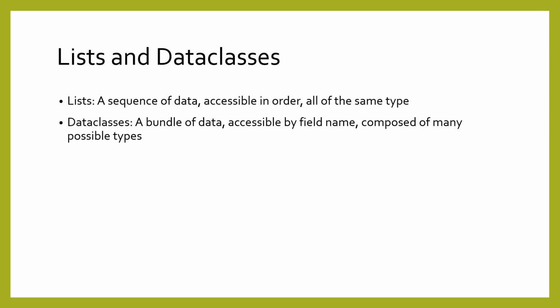Recall our two composite data types that we have learned so far, lists and data classes. Lists allow us to represent many of the same kind of thing. Data classes allow us to represent one thing that has many different parts. We can access elements of a list in order sequentially, or a specific one by position. We can access fields of a data class by the name of the field. They are both data structures that are composed of simpler primitive types, and as we will soon see, they are even compatible with each other.